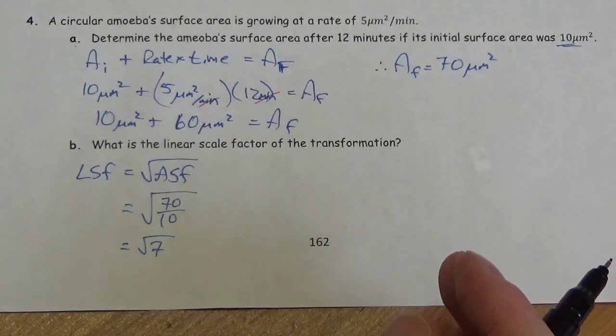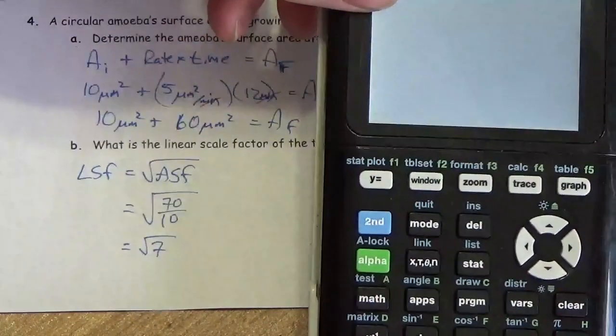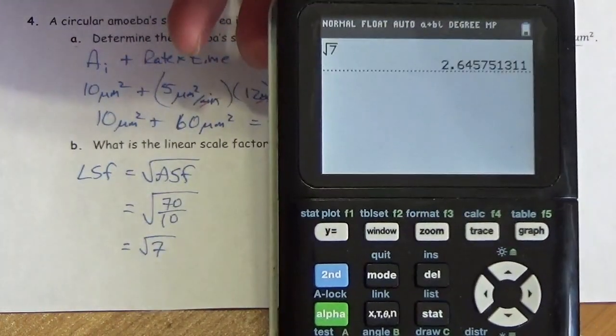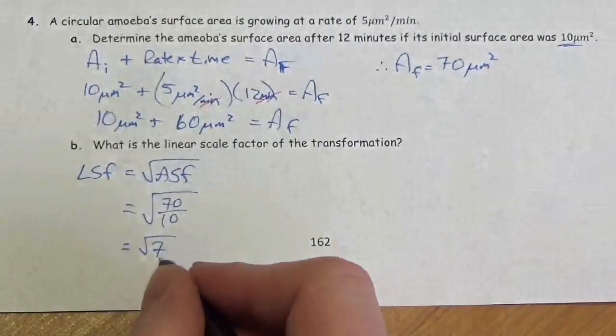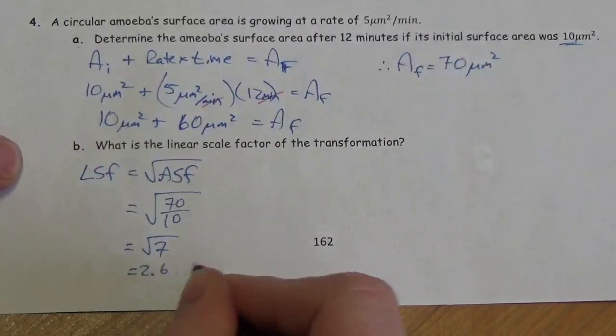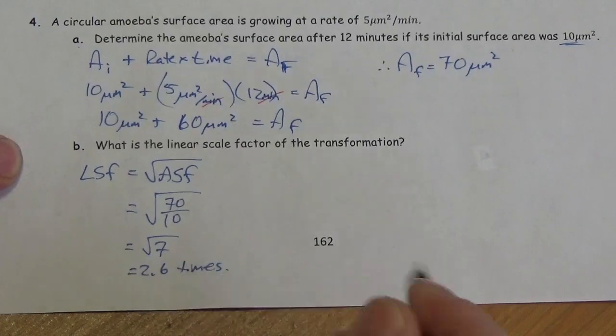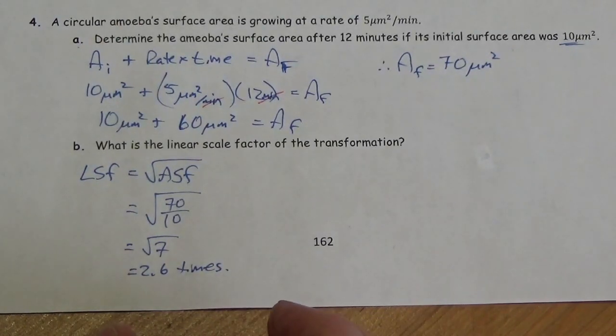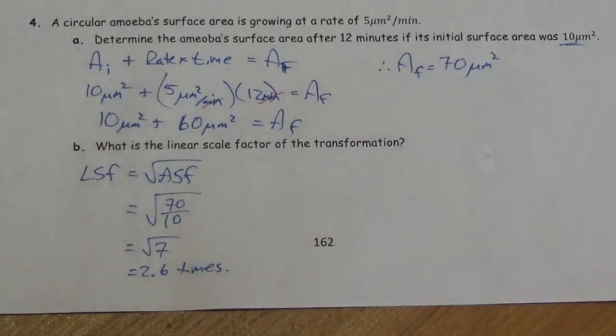Okay, that was just kind of an ugly number. So let's figure out what that is, maybe to the nearest tenth here. So the square root of 7 is 2.6. So basically, we're going to multiply the linear dimension by 2.6. For example, we might say that the radius of the original has now gotten 2.6 times larger to create the new one.